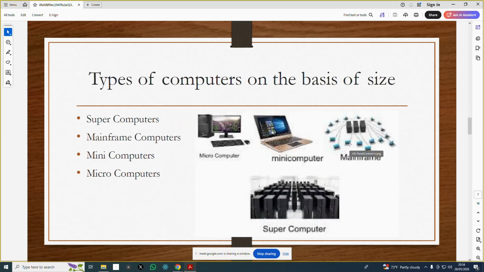So let's proceed and talk about computer types based on size. Those are supercomputers, mainframe computers, minicomputers, and microcomputers. Supercomputers were used by government agencies. It's difficult to find someone using supercomputers. They are big, as you can see on the photo.